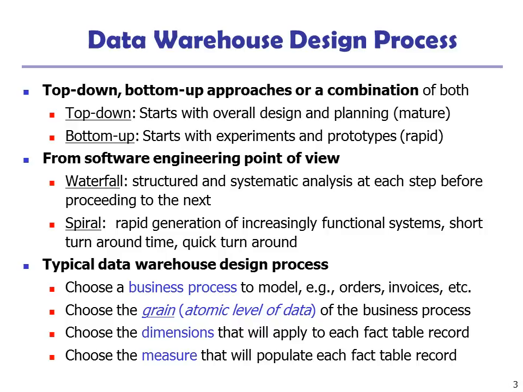So we have to pick the right amount of granularity of data we would need, whether it's going to be a high level concept or a low level concept. Then we're going to choose the dimensions that will apply to each of the fact table records. Then we're going to choose the measures, all right? We looked at three kinds of measures, right?